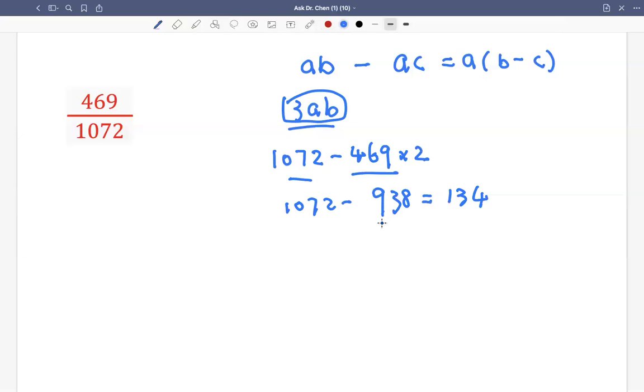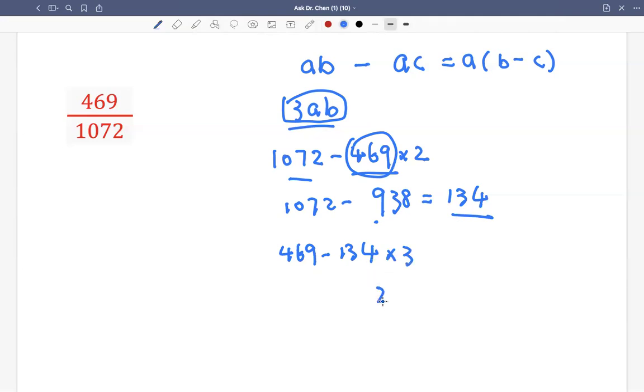So now I want to use this number, subtract their difference. So 469 subtract 134. And 134 is much smaller than 469. So what do I do? I can also multiply by a number. So maybe I multiply by 3.